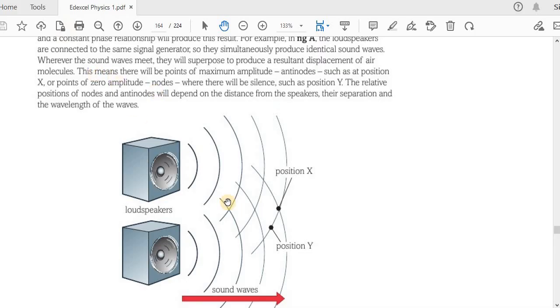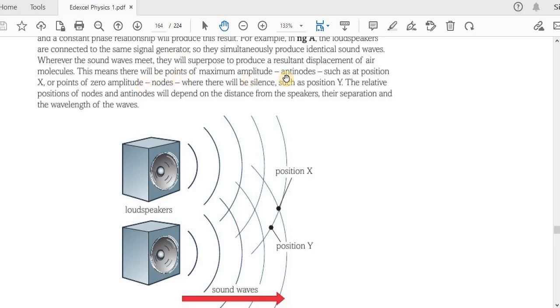Now in this case, these are sound waves. So where you have a crest and a crest, or a trough and a trough meeting, you will have maximum amplitude. So you will hear a loud sound there. Where a crest and a trough meet, you will have destructive interference. Therefore, you will have silence there, or the minimum sound. That's what is explained here.